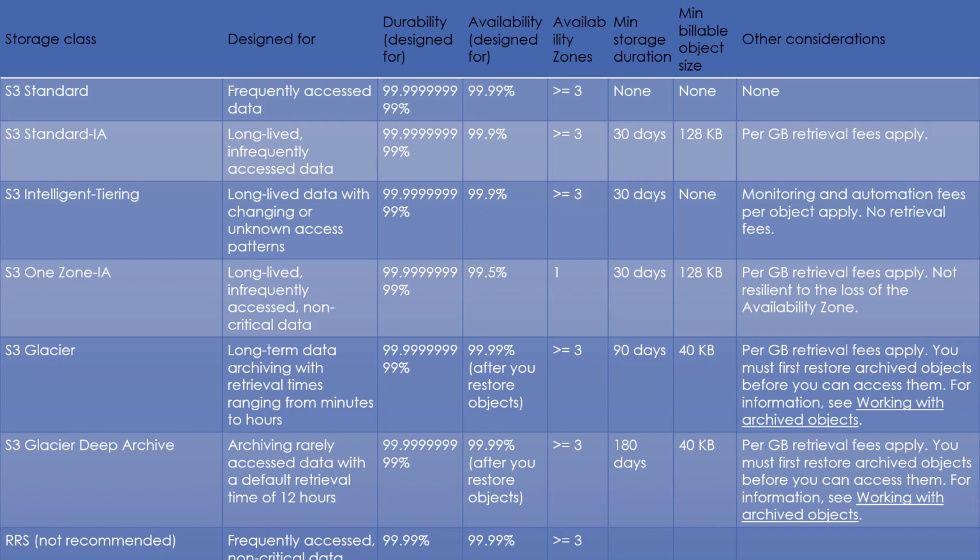Then S3 Glacier is for archival data, but when we want to access the data within some minutes or hours, then the cheapest solution is SC Glacier Deep Archive, where the default retrieval time is 12 hours and this is the cheapest solution. Then durability is mentioned, that we already discussed. Then availability varies based on the class type, and then what is the minimum storage duration, what is the minimum billing object size.